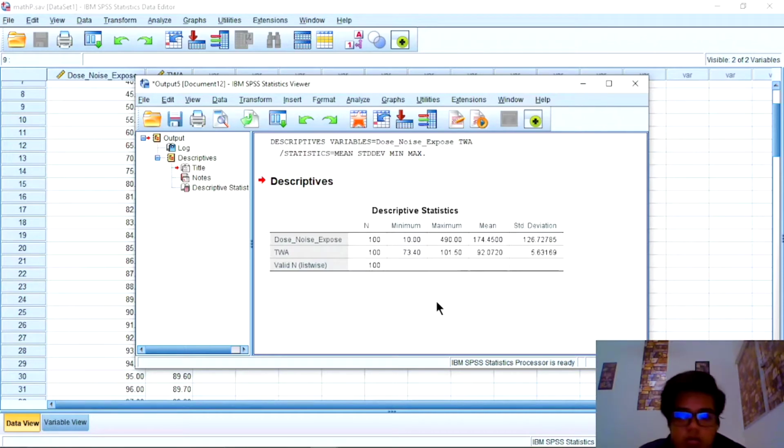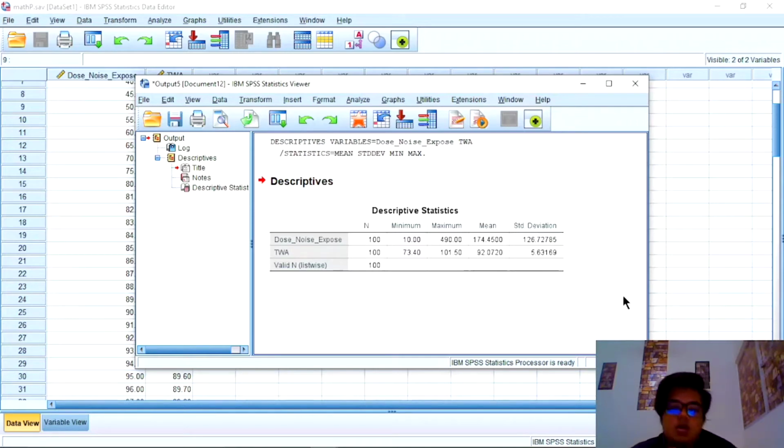So the minimum noise that we get is 10, with the minimum TWA at 73.40. It is classed as a normal level, like the noise from a normal conversation, while the maximum noise is 490 and the maximum TWA is 101.50. It might be caused by all of them having been exposed to a loud sound.